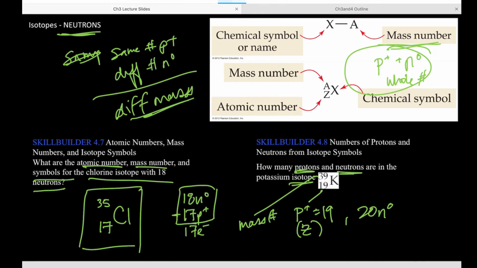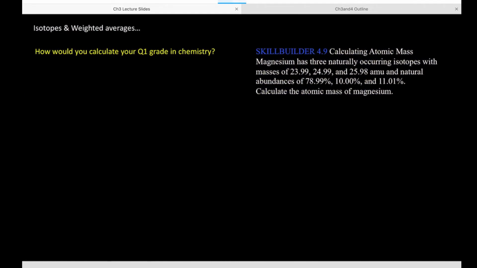All right. Fantastic. Next up, isotopes and weighted averages. So most of the elements, not all of them, most of the elements exist as a group of isotopes that all have their own natural abundance, okay? Which means that we have to do a weighted average where every piece contributes a little bit differently to the overall number, okay? Which is exactly like we calculate our grades in chemistry, right?